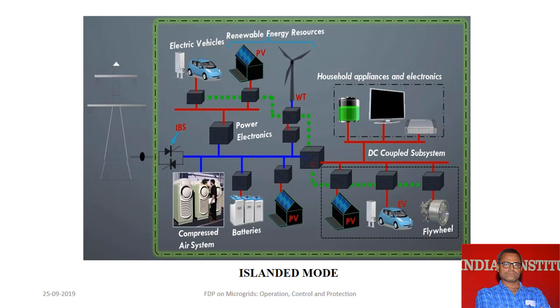So this is a typical islanded mode of operation where power flows. You can see here from the electric vehicle, the power is being transmitted from PV, right? From the wind turbine. So these are the sources from where we are getting power, right? Wind turbine, PV, here PV, right? Electric vehicle.